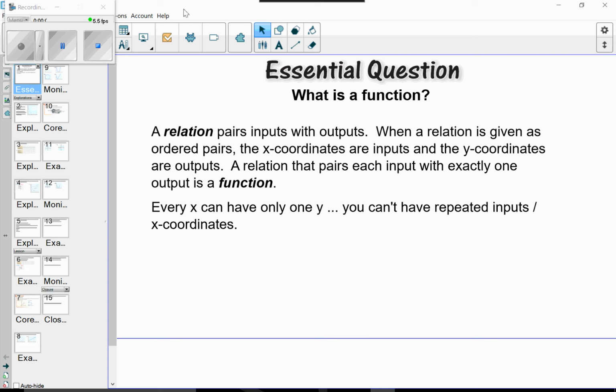Hey everybody, we are here for our first flipped video. Today's lesson is on 3.1, Chapter 3, Section 1, over functions.